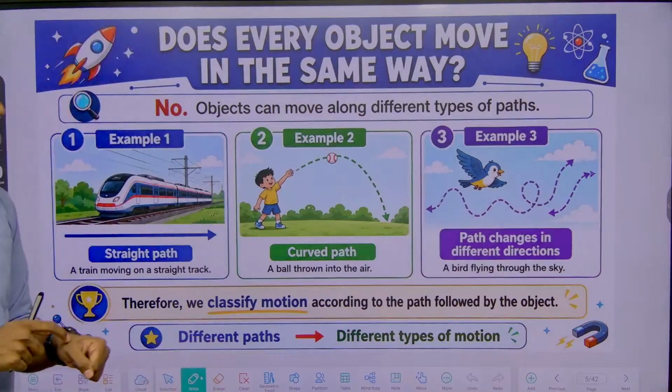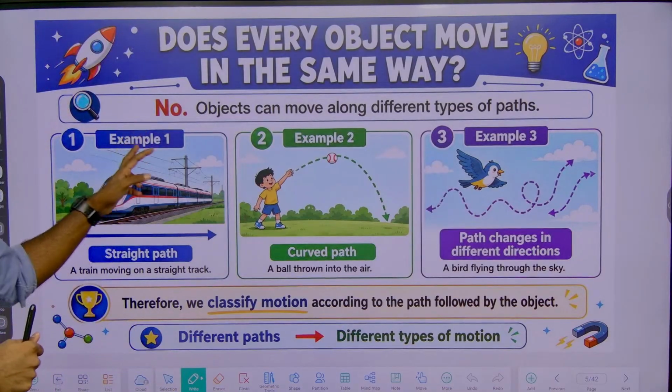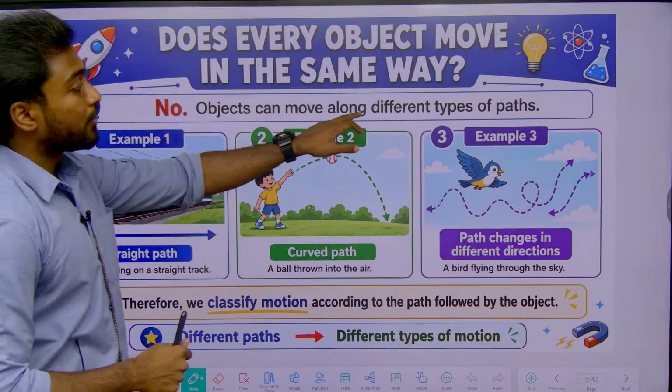Does every object move in the same way? No, objects can move along different types of path.